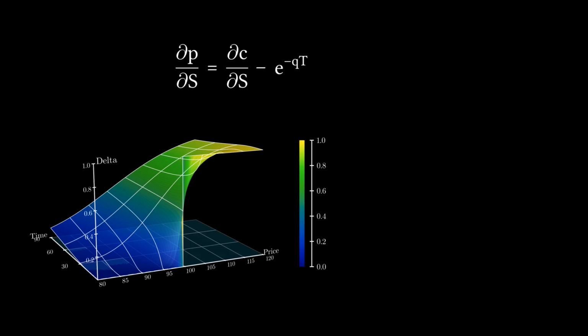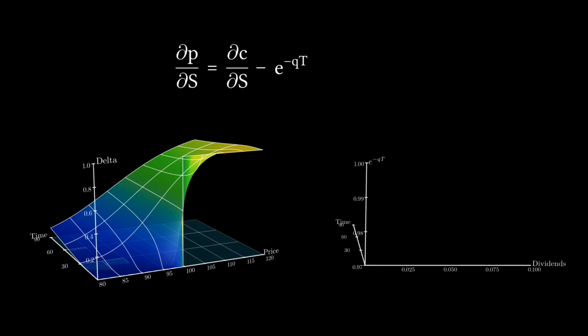So the delta of a put option is the delta of a call option minus e raised to the negative dividends multiplied by time to expiry. But what does that equal? This plot will help us understand.